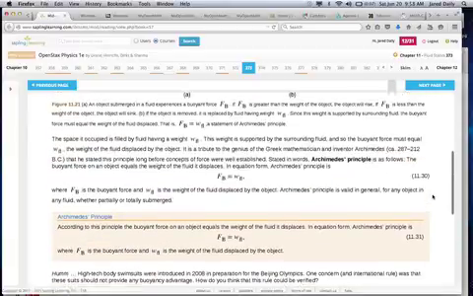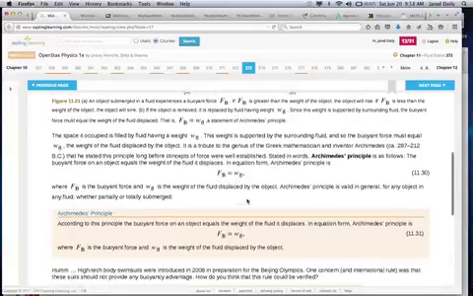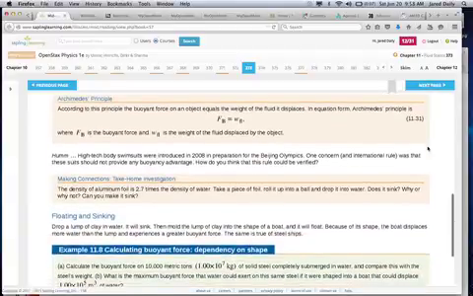I'm looking for the equation here. Here they show that the buoyant force, F sub b, is equal to the weight of the fluid displaced. But if you want to calculate the weight of a certain volume of fluid that's been displaced, then you use the volume times the density of the fluid. Right?